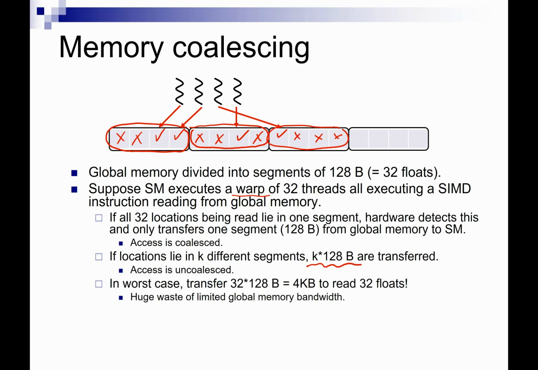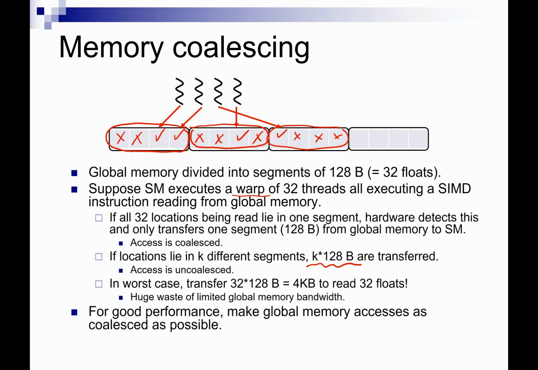Okay, and in fact, in the worst case, since you have 32 threads, they could each be accessing a completely different segment. So in that case, you're going to end up transferring 32 times 128 bytes, which is 4 kilobytes, just to read 32 floating point values. You're transferring 4 kilobytes from global memory to the SMs. So this is eating up a huge chunk of your global memory bandwidth. We have very limited global memory bandwidth, and now we're wasting it in a big way.